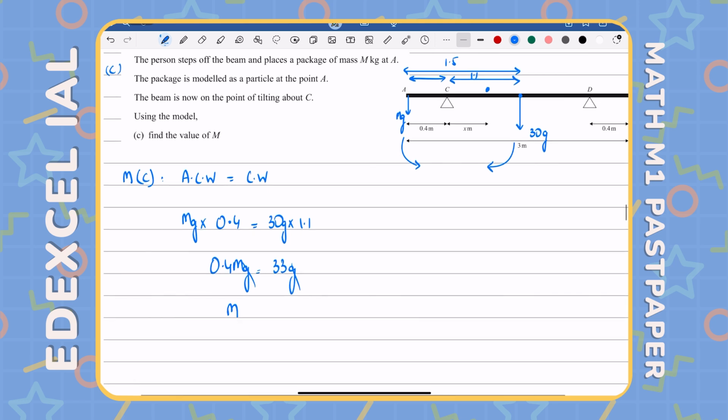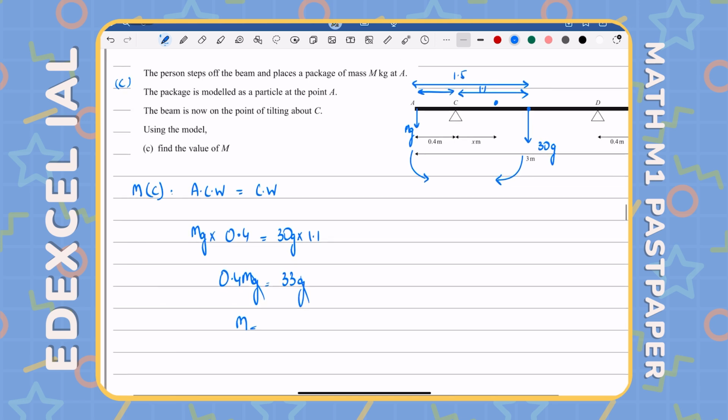So we have g on both sides. That cancels. Let's find out the value of m, for which we will do 33 divided by 0.4. Wait a minute, 30 into 1.1, that's equal to 33. Yeah, everything looks good. 33 divided by 0.4 is equal to 82.5. And there you go. That is the answer to part C and also the end of this question.